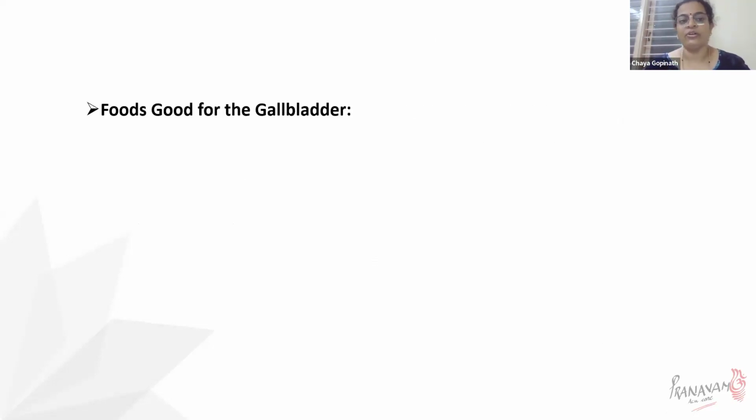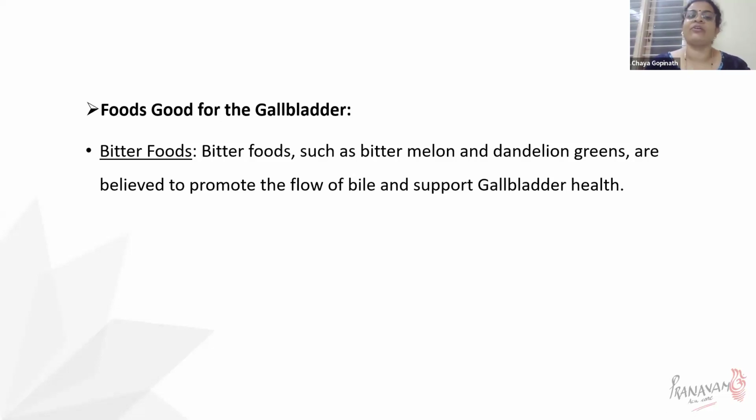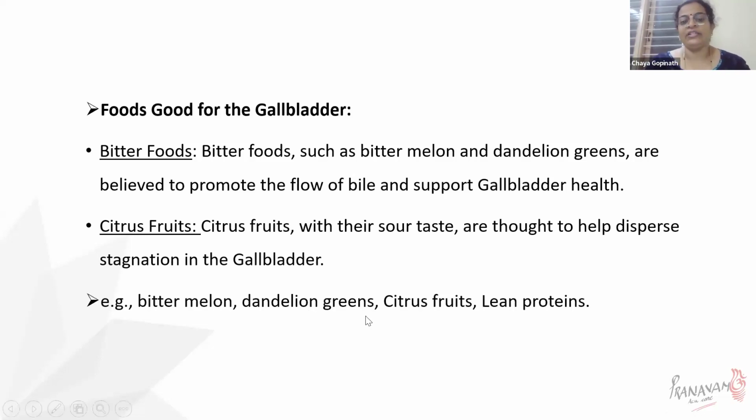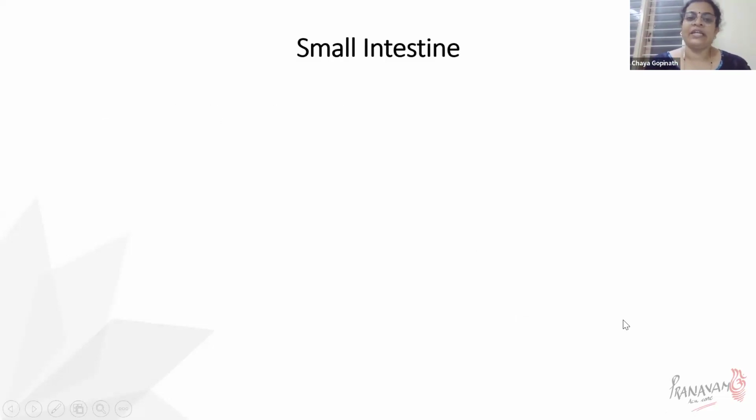Okay. What foods are good? Bitter foods, like I told, similar to your liver, bitter foods are very good for your gallbladder health. Citrus fruits are good for your gallbladder health. They are going to help in dispersing or eliminating the chi stagnation in your gallbladder, or any form of stagnation, bile stagnation or fluid stagnation, whatever. Good for elimination of your gallbladder. Bitter melons, dandelion greens, citrus fruits, and lean proteins are good for your gallbladder health, right?